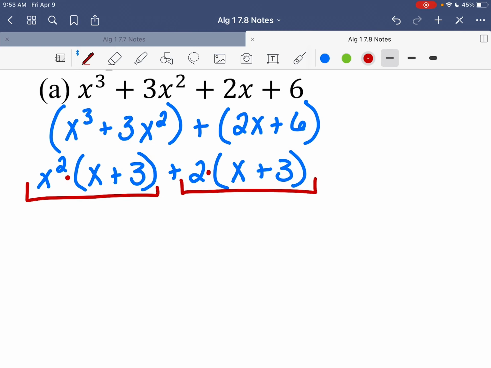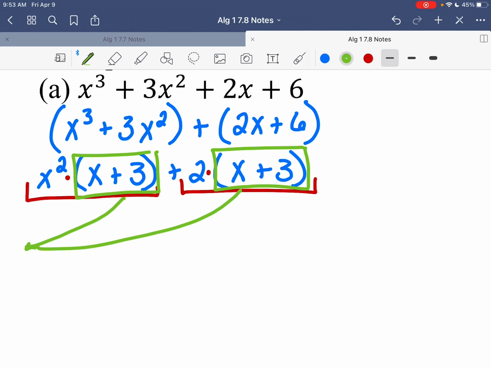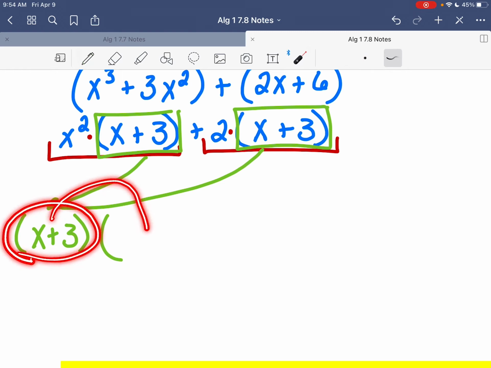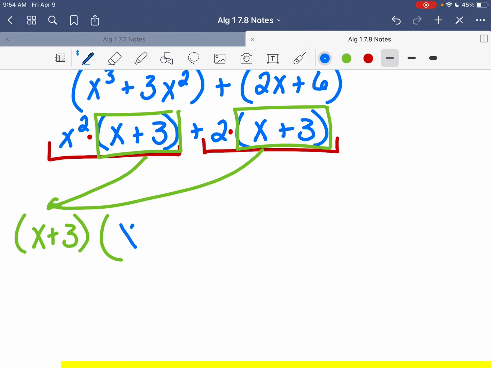So we are going to take those 2 that are the same, this guy and this guy, and we are going to undistribute, factor them out. So I will have an x plus 3 out front, and x plus 3 times what? X plus 3 times what is going to get me this first red thing? Well, the x squared. The x squared is what's missing. So we have that x squared. And then here's our plus sign.